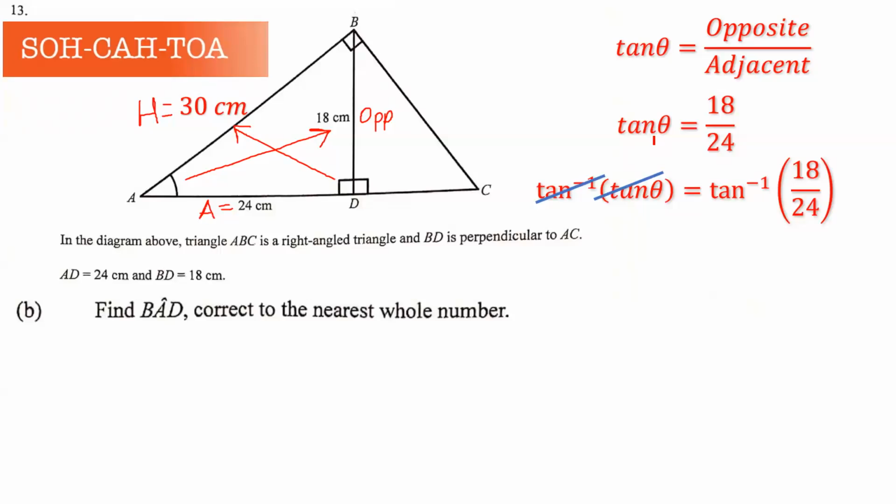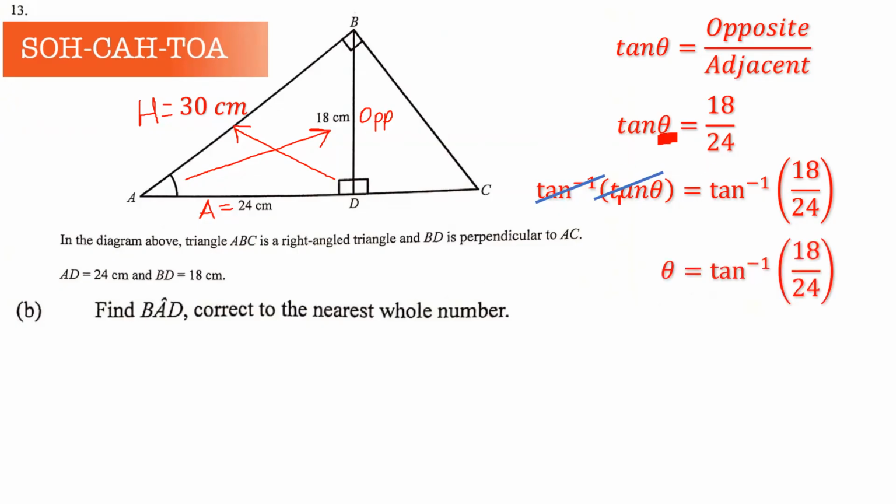What did we just do? Well, we're trying to figure out what theta is, and tan is in our way. Tan is the problem. We need to get rid of tan. So in order to get rid of tan, we do the opposite of tan, which is tan inverse. Tan inverse of tan cancels out. But we can't just do tan inverse on one side. Whatever we do to one side, we have to do to the other. It's an equation. So we are left with theta is equal to tan inverse of 18 over 24.